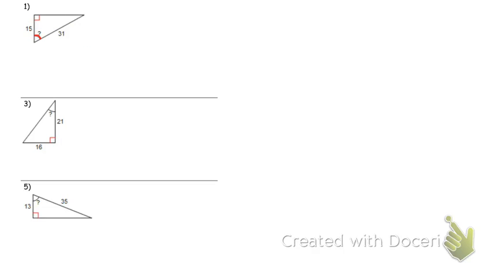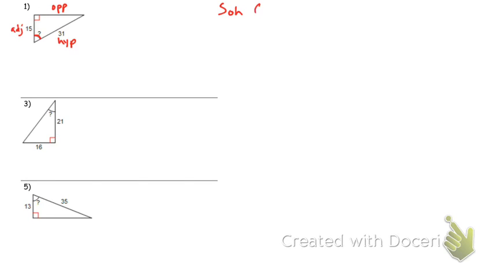And remember, you want to label in this order. Across from the 90 is your hypotenuse. Across from your chosen angle, or your reference angle, is your opposite. And then the last one will be your adjacent. Okay? The next thing you want to do is figure out which one of these guys we're going to use.